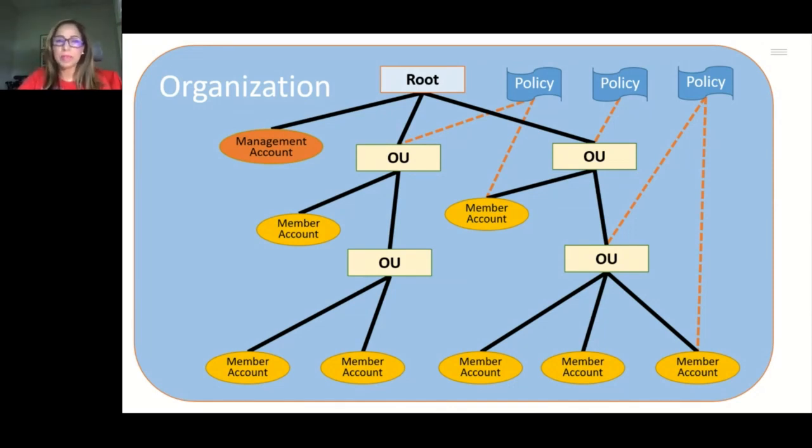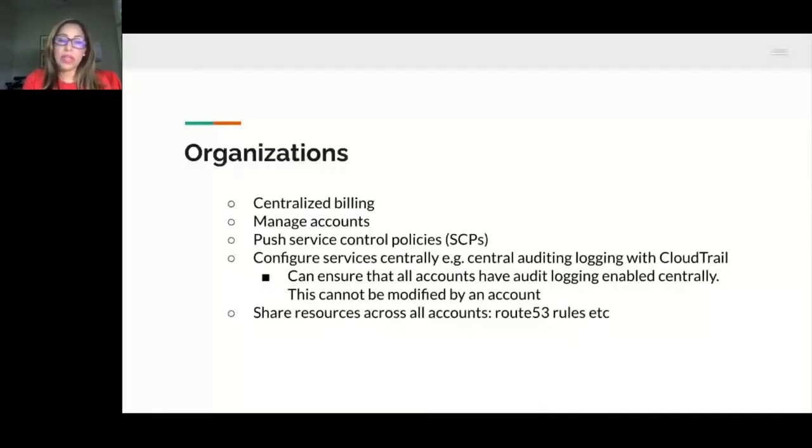Specific to AWS, Organizations give you a number of other benefits. They do things like centralized billing, and allow you to, as I've been talking about, centrally manage all your accounts. You can also push service control policies, which is very powerful, and I'll be talking about it in the next slide. You can configure services centrally, such as audit logging with CloudTrail. And then you can also ensure that all accounts have audit logging enabled and they cannot be modified. And then you can share things like Route 53 rules across all accounts. So they give you a lot of benefits, and I hope you can see how powerful this is.